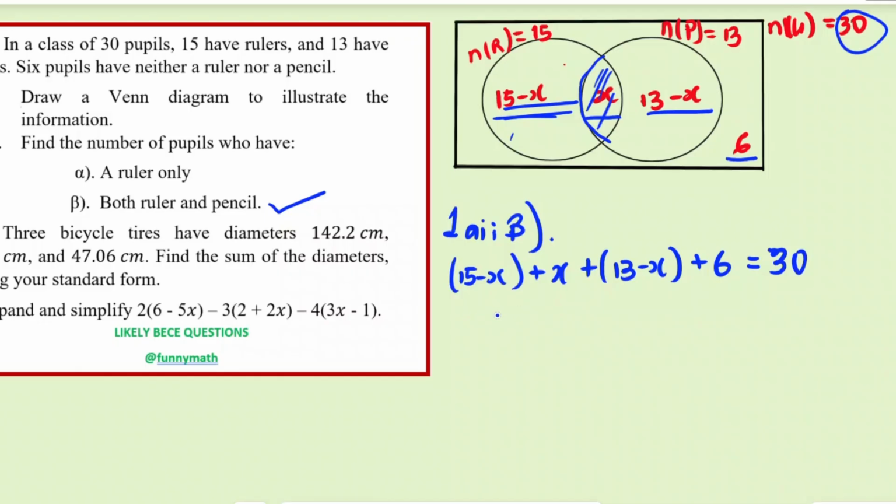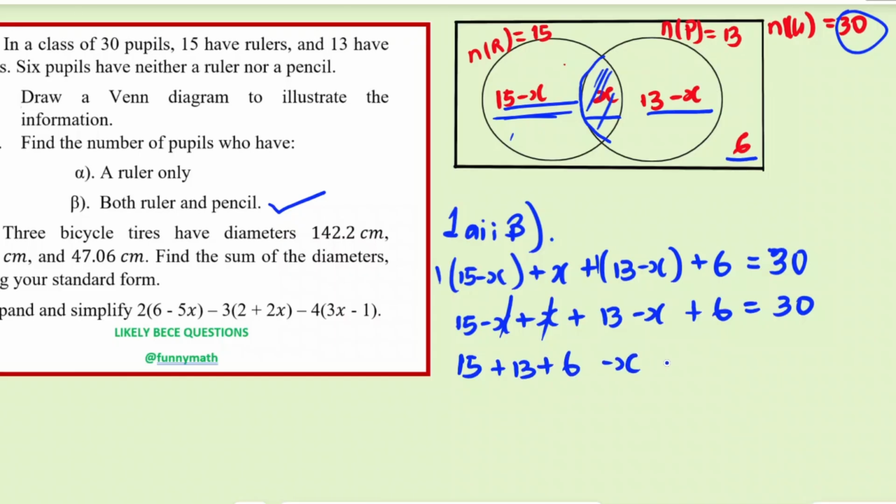We can just remove the bracket by multiplying the coefficient by the terms in the bracket. And this is automatically going to be 15 minus x, because we have 1 in front of the bracket. So when you multiply, we're going to get the same thing. Now plus x, this x, plus 13 minus x plus 6 equal to 30. We have to simplify so that we find the value of x. We know that negative x plus x will just erase each other. So we're going to get 15 plus 13 plus 6 minus x equal to 30.